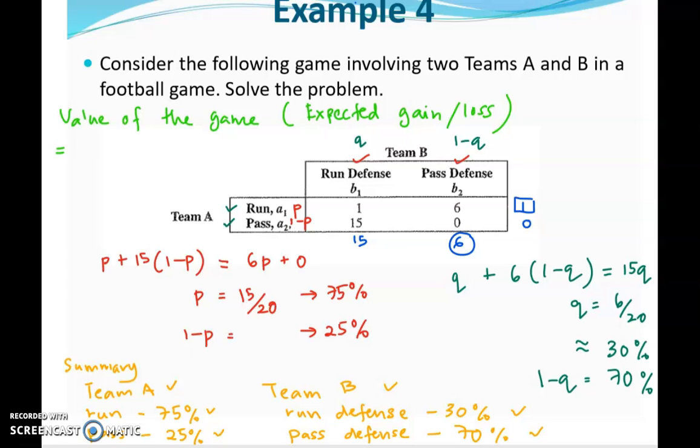So in this case, if I choose 15Q, it will be 15 times 6 over 20, which is 4.5. Or if you want to use another equation, 6P, it's the same. 6 times P, where P is 15 over 20, you will still get 4.5. And you can see that this 4.5 is somewhere between 1 and 6.